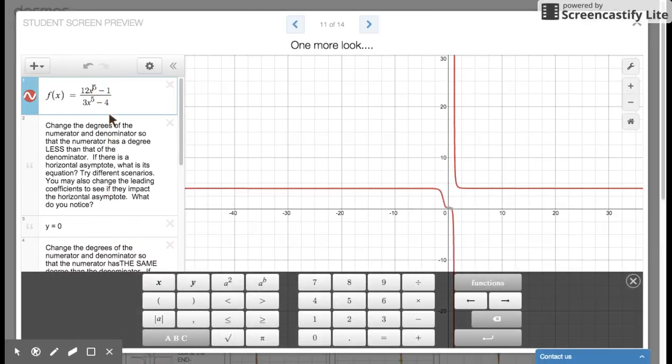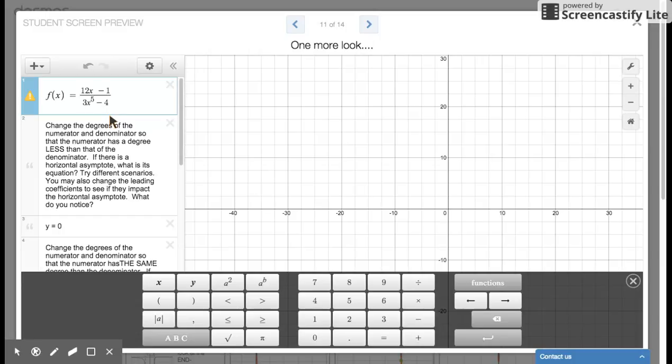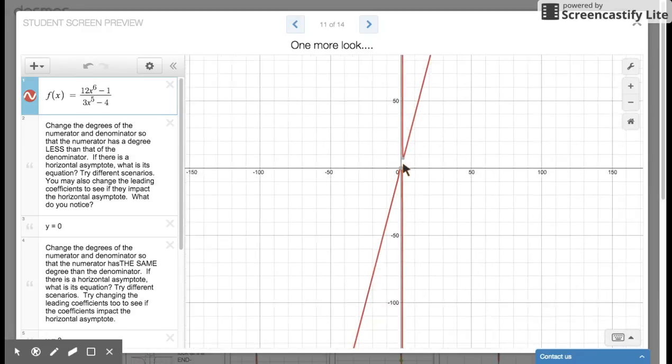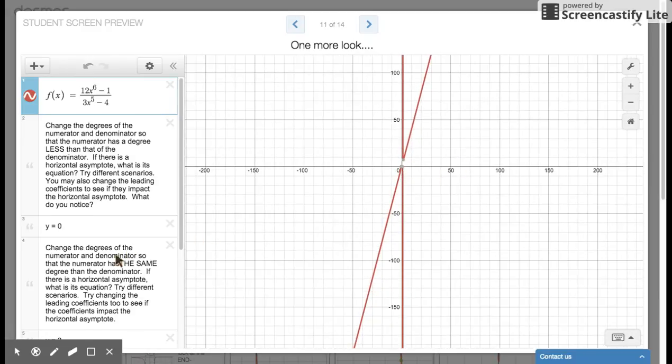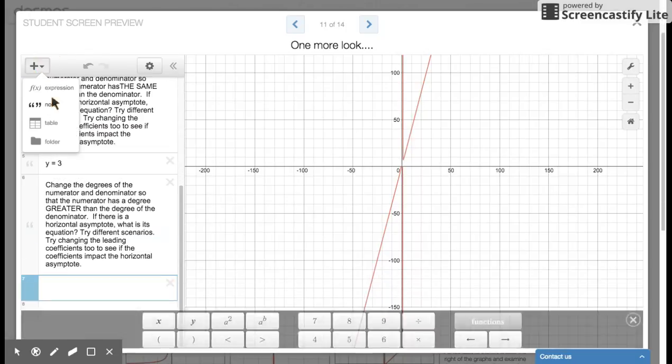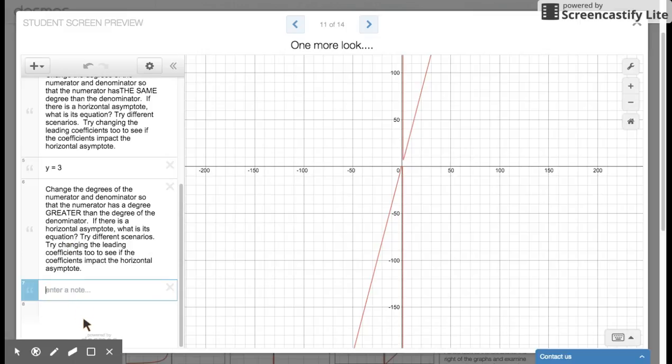So let's just make the 5 here 6. Look at the graph. Does the graph flatten out on the far left and the far right? It doesn't. Therefore, there is no horizontal asymptote. So we say here that the graph does not have a horizontal asymptote.